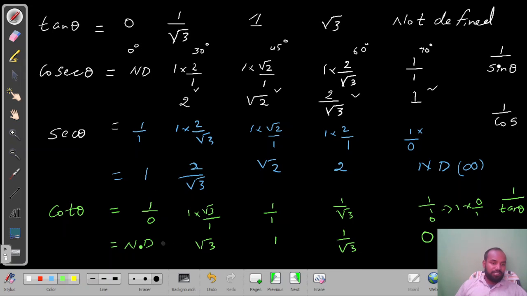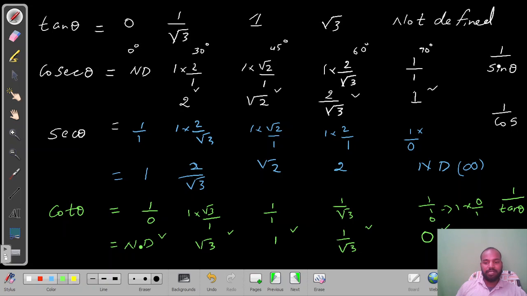Check with your table. Is it correct or not? Cot 0 degrees is not defined. It is right. Cot 30 is root 3. It is also correct. Cot 45 is 1, cot 60 is 1 by root 3, and your cot 90 is 0 degrees. Every value is derived properly and correctly. So whatever I am saying, you just apply those formulas, you will get the clarity without any doubt. Okay, so in this way you have derived all the formulas.